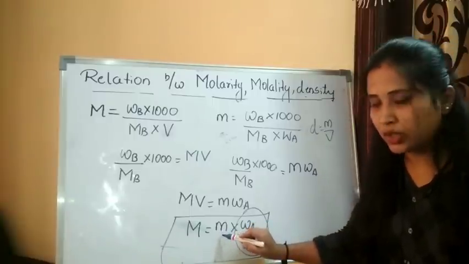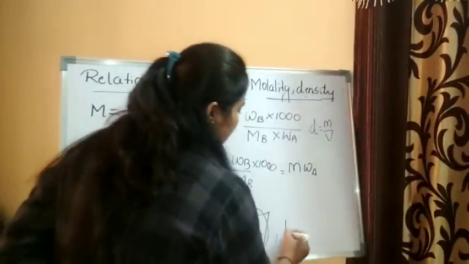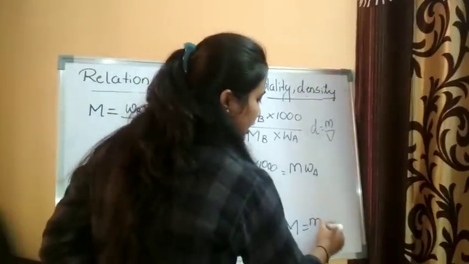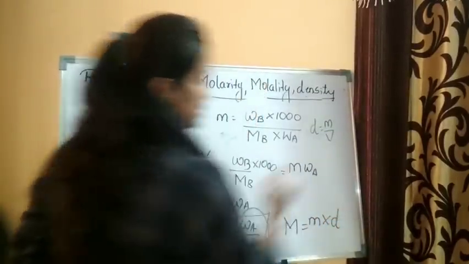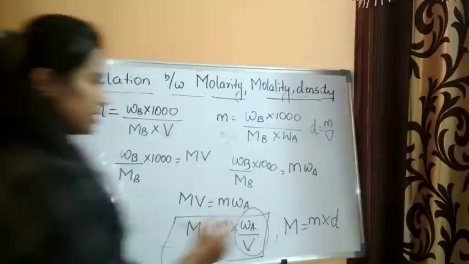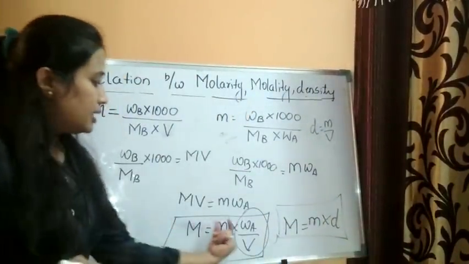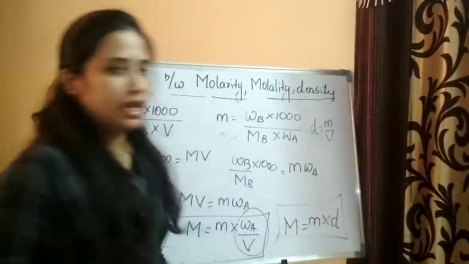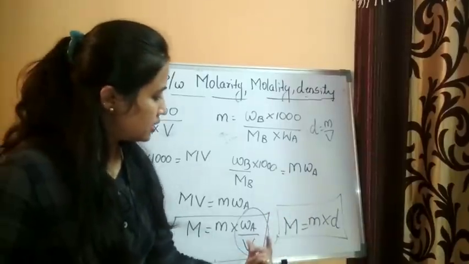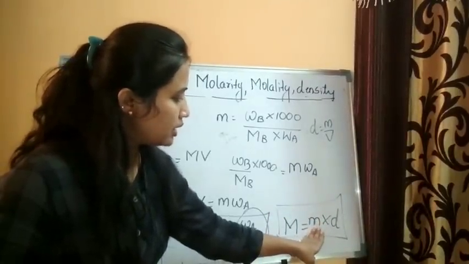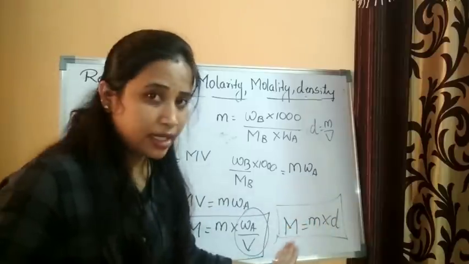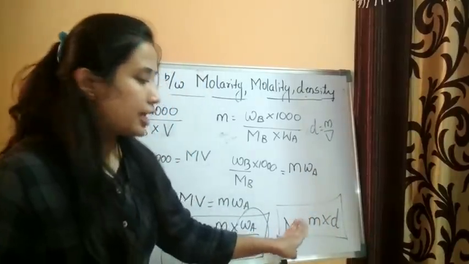This is molarity. So can I write here molarity is equal to molality into density? I can write, right? So this is how the molarity and the molality, the molality and the density are related. You can transfer the terms like this. You can keep the molality over here. Then what happens? m is equal to capital M divided by d. That is, molality is equal to molarity by density.